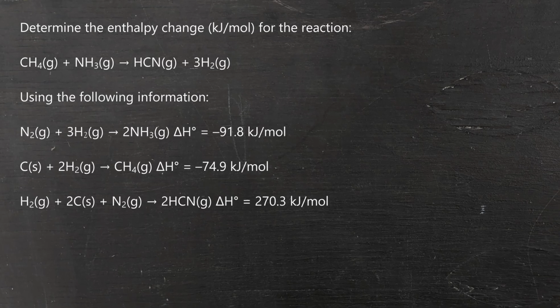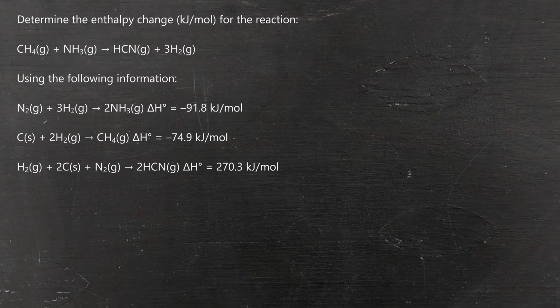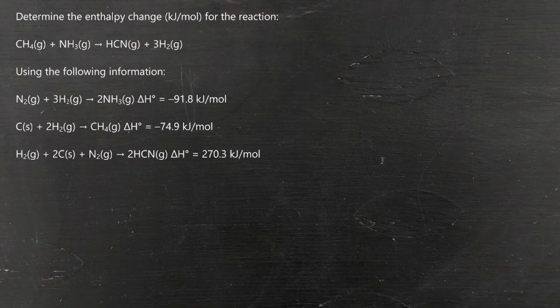So in order to answer this question, we need to think about what transformations we need to do to each of the provided equations. For example, the reaction of 1 mole of nitrogen with 3 moles of hydrogen to produce 2 moles of ammonia. This has ammonia as a product. The reaction we're trying to analyze has ammonia as a reactant. So we're going to need to reverse this reaction.